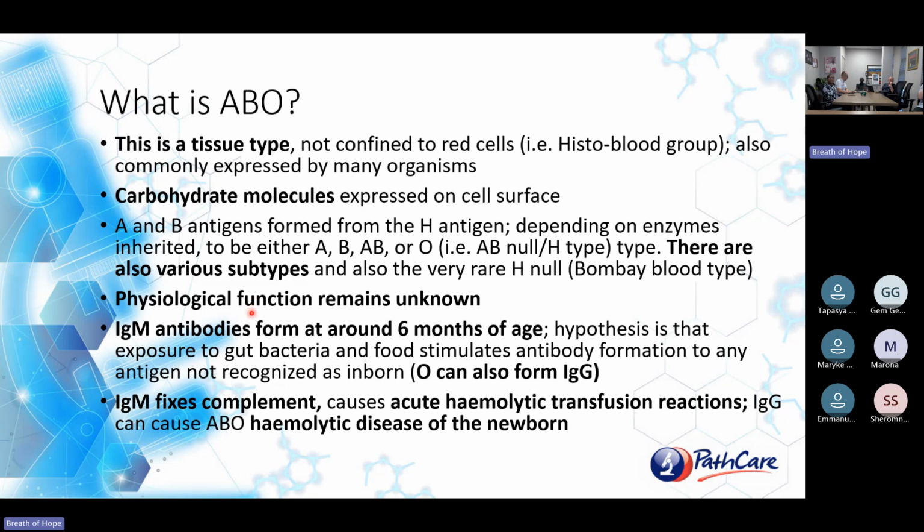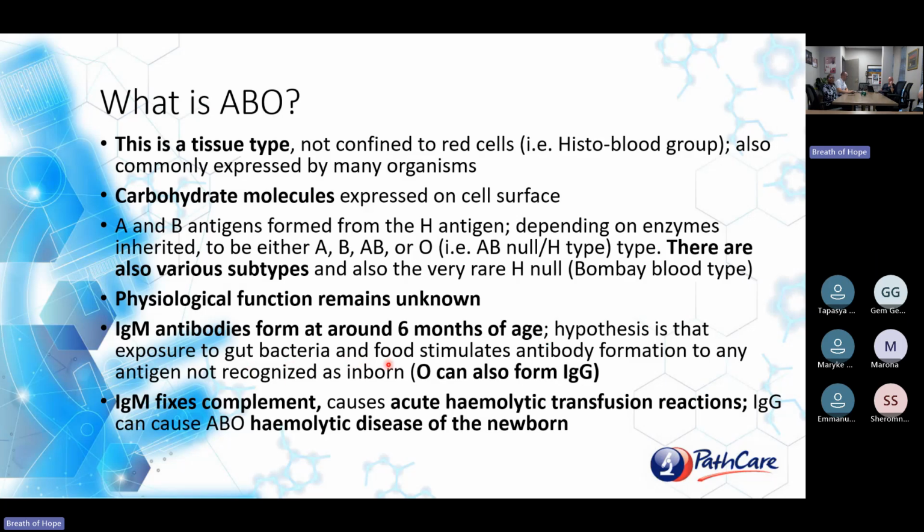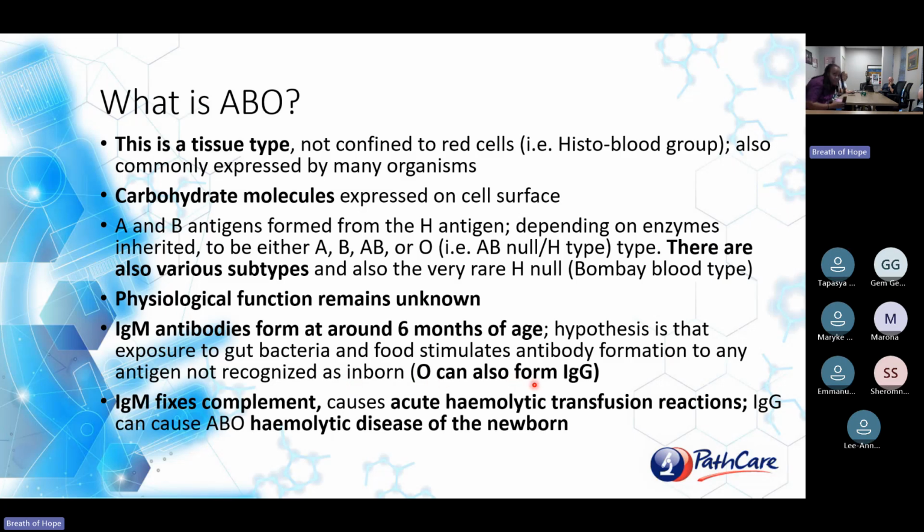The physiological function of the ABO blood group is unknown, and you develop IgM antibodies at around 6 months of age. The exact mechanism is not known, but it's hypothesized that when you are exposed to gut bacteria and to plant material that has ABO antigens, that stimulates antibody formation against any antigen that is not recognized as inborn. So in other words, if you're blood group B, you will form antibodies against antigen A.